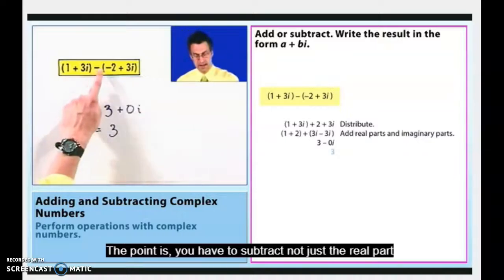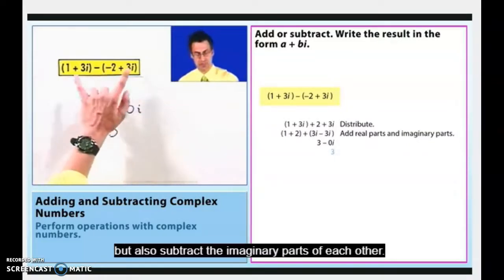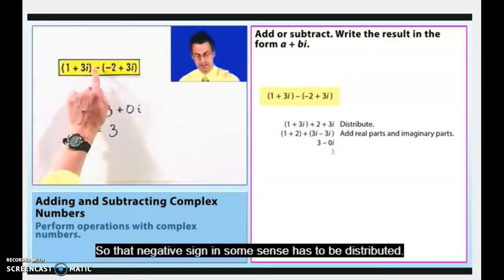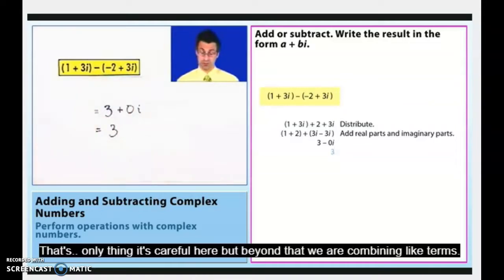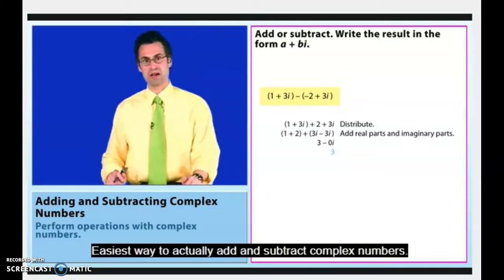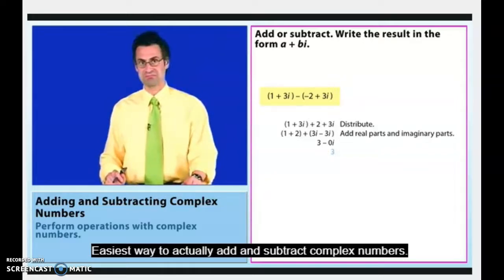The point is you have to subtract not just the real part, but also subtract the imaginary parts from each other. So that negative sign, in some sense, has to be distributed. It's the only thing that's careful here, but beyond that, we're combining like terms. Easiest way to actually add and subtract complex numbers.